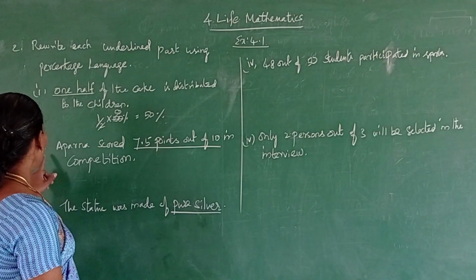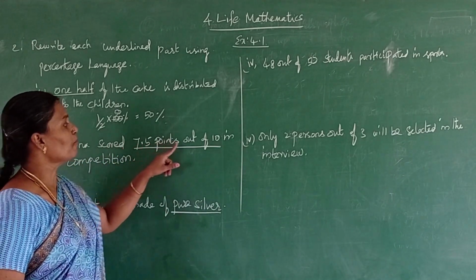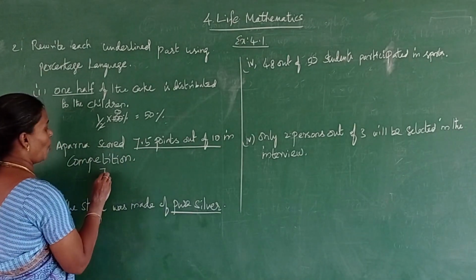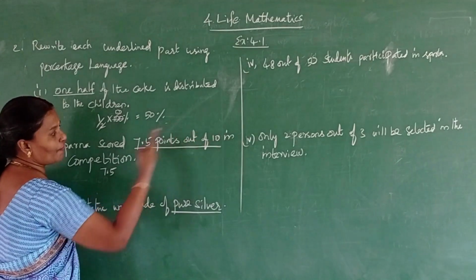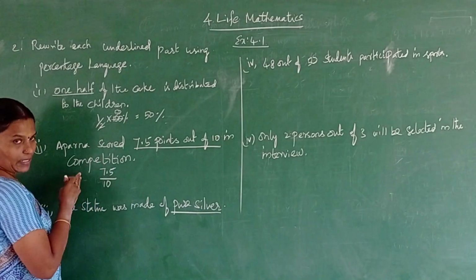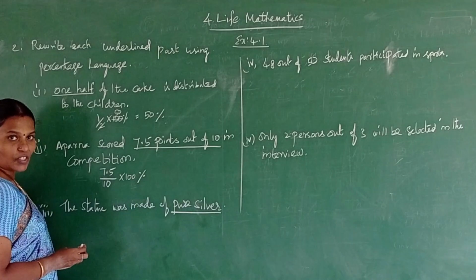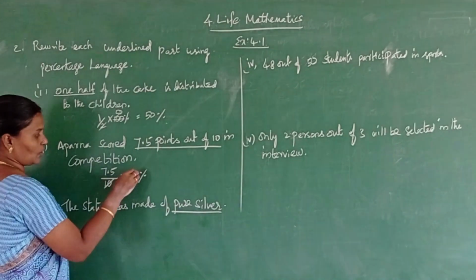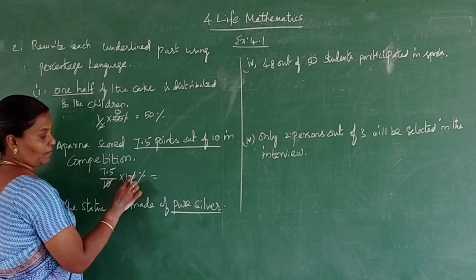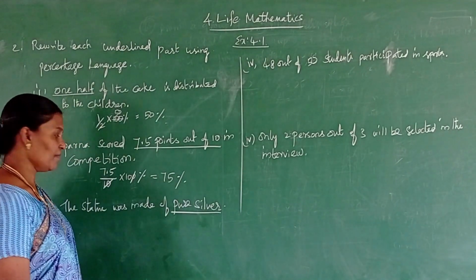Okay, now we see the second one. Aparna scored 7.5 points out of 10 in a competition. So 7.5 out of 10, so 7.5 by 10. You have to convert into percentage, isn't it? So multiply by 100 percentage. Understand children? Okay, so here the 10 cancels. So 7.5 multiplied by 10 means that is 75. So 75 percentage. Okay. Good.